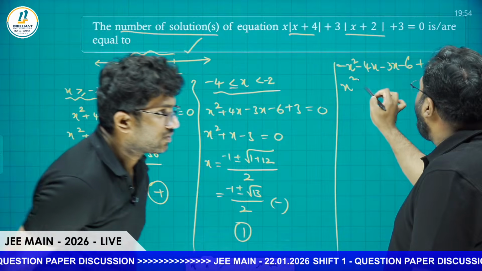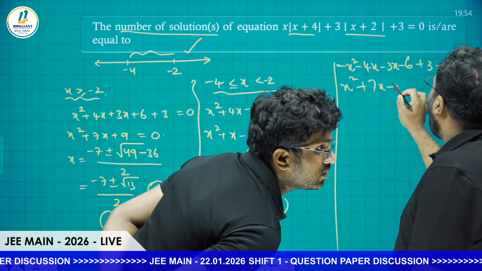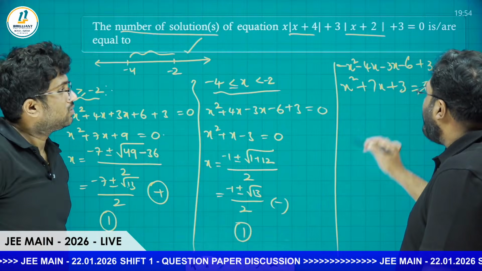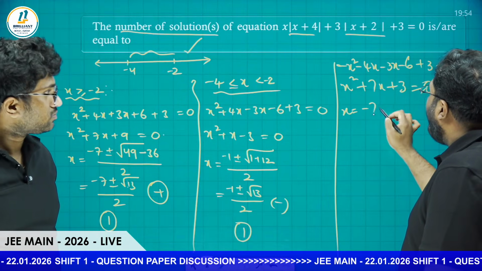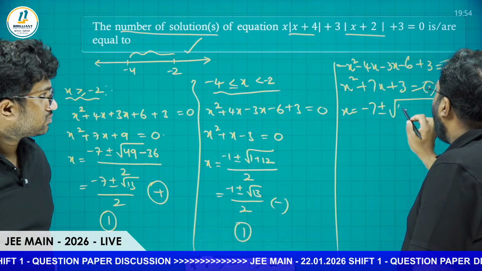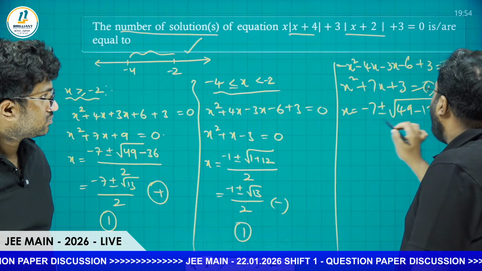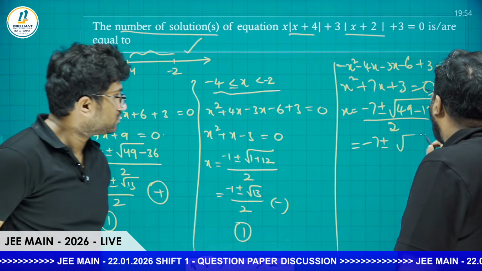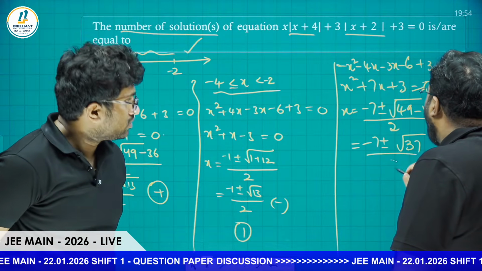So you have x squared plus 7x plus 3 is equal to 0. So this is a quadratic equation. If you try to solve it, x is equal to minus b plus minus root of b squared minus 4ac divided by 2a. So that is equal to minus 7 plus minus root of 37 divided by 2.